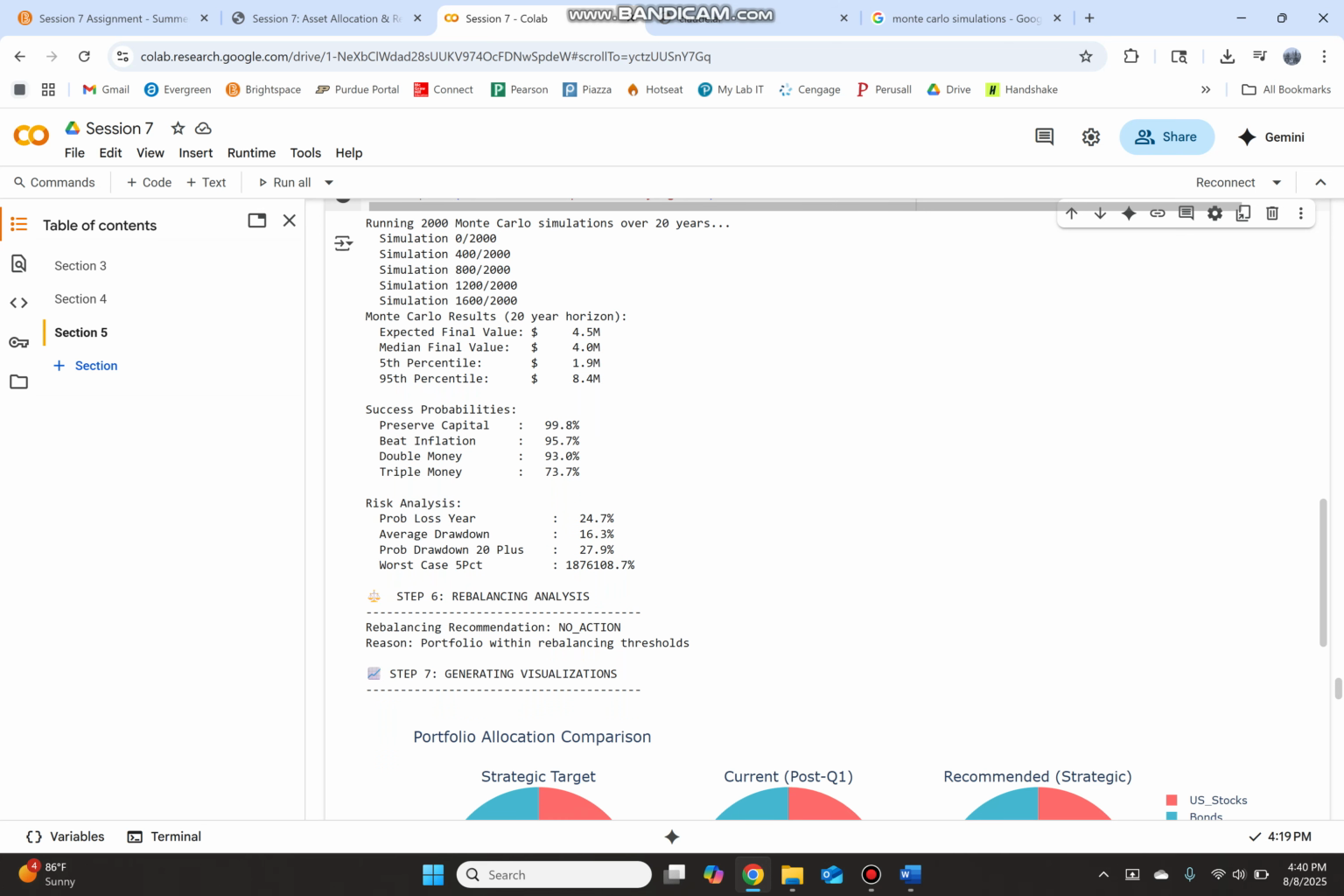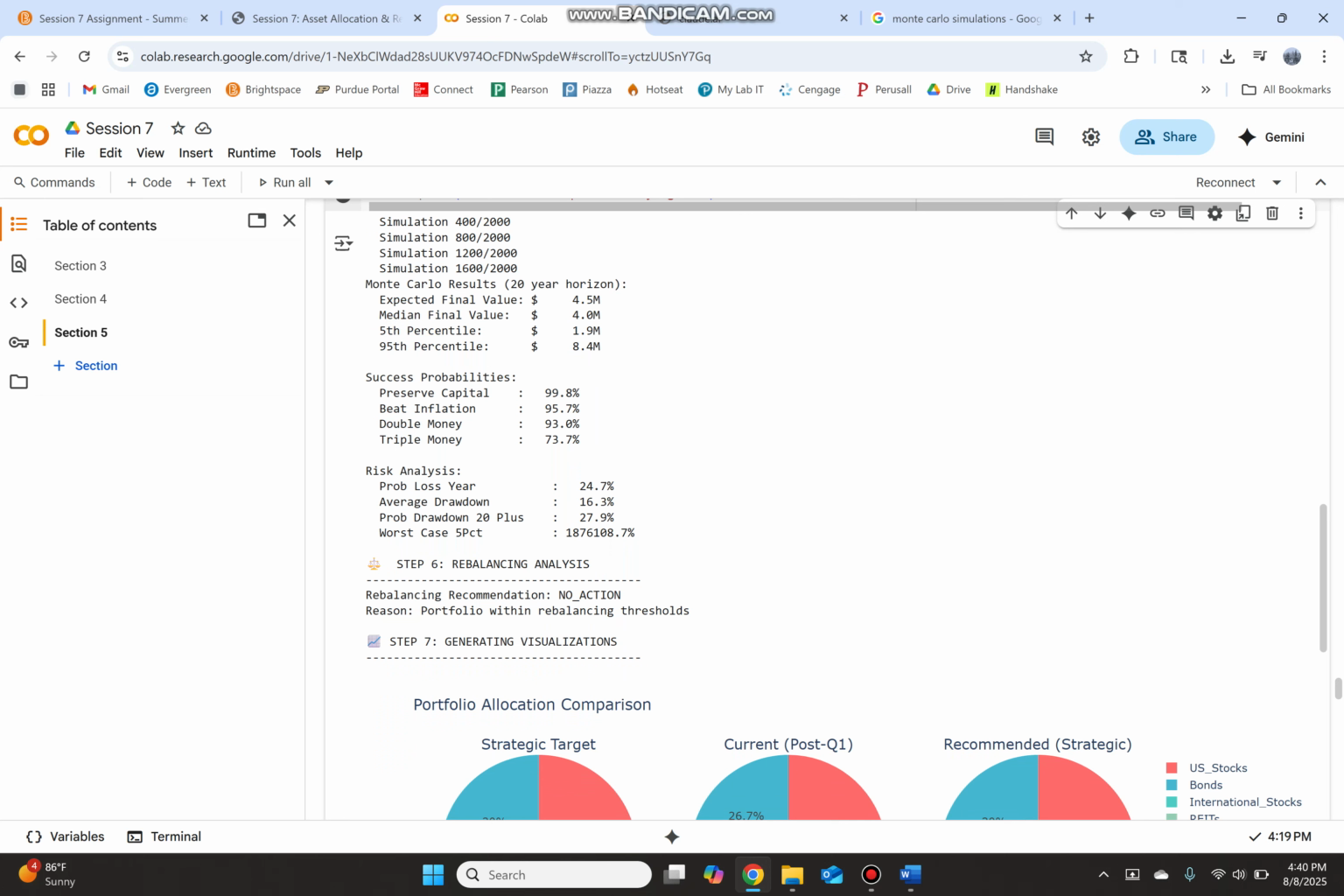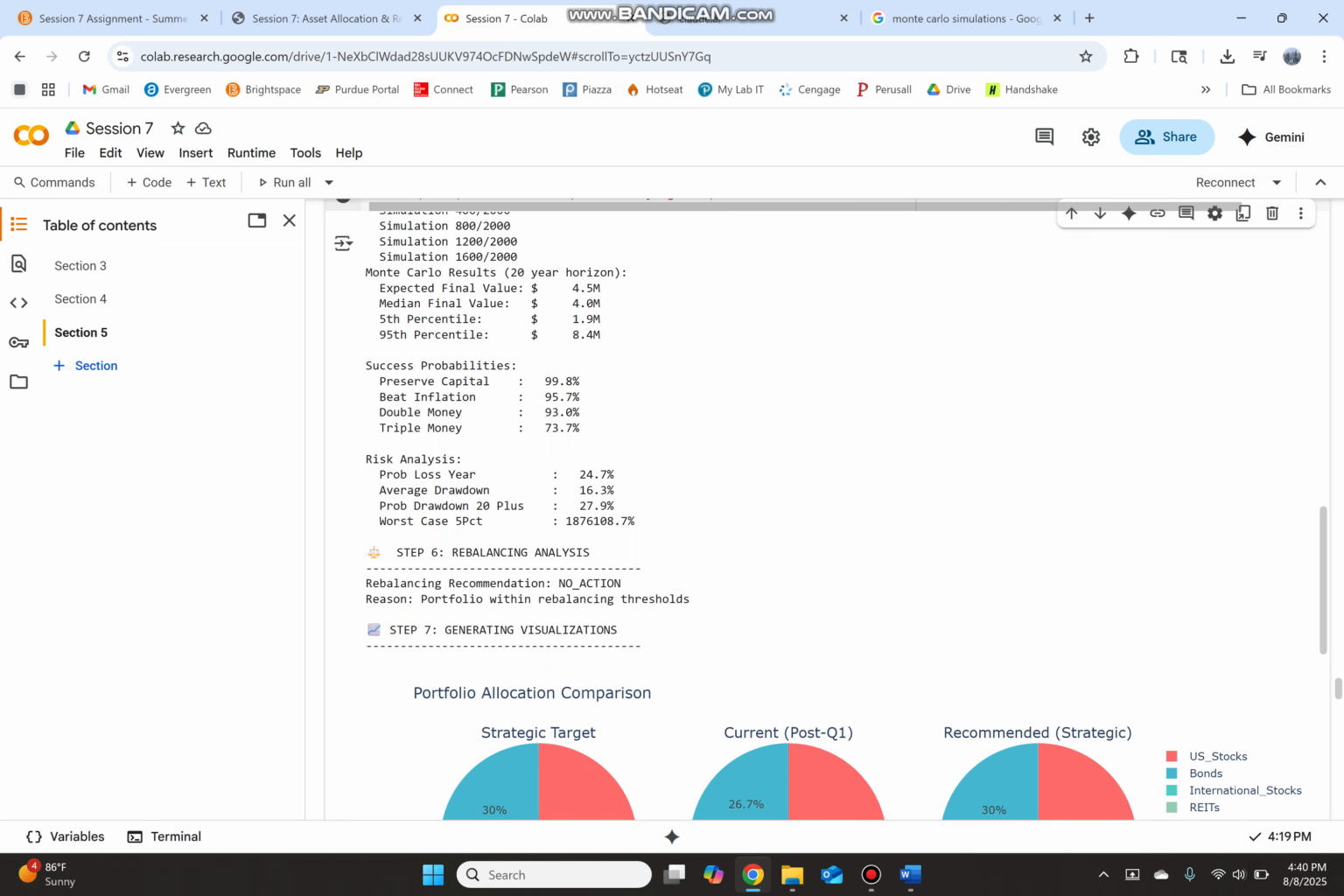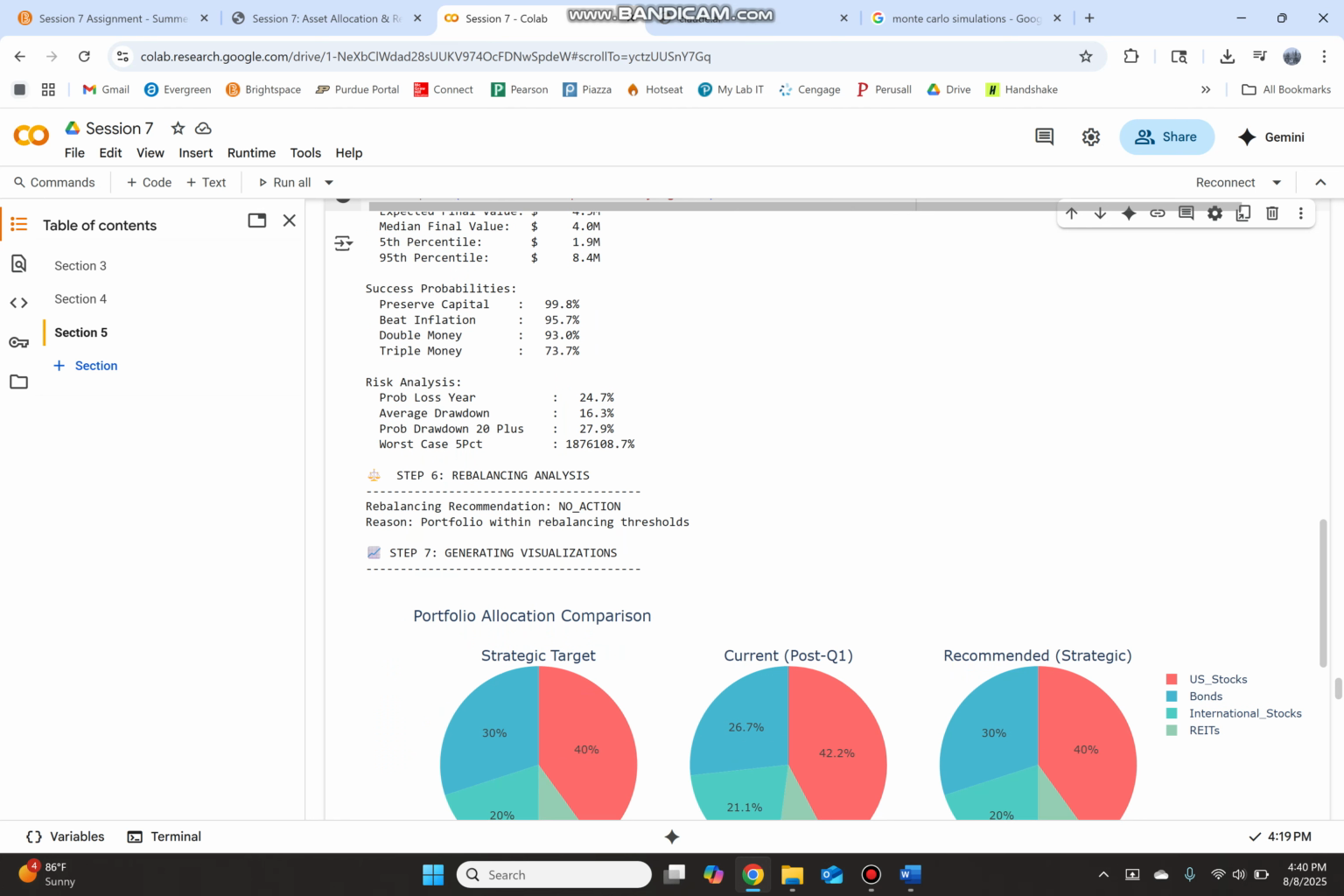So that's the value versus 95%. That's the value, the 95% chance that we will not lose $1.88 million after 20 years, which is a lot. That's more than our entire portfolio. So that's a big one. Our success probability, preserved capital is 99.8%, but that's great. Triple money, 93% over 20 years makes a little more sense, and 95% inflation.